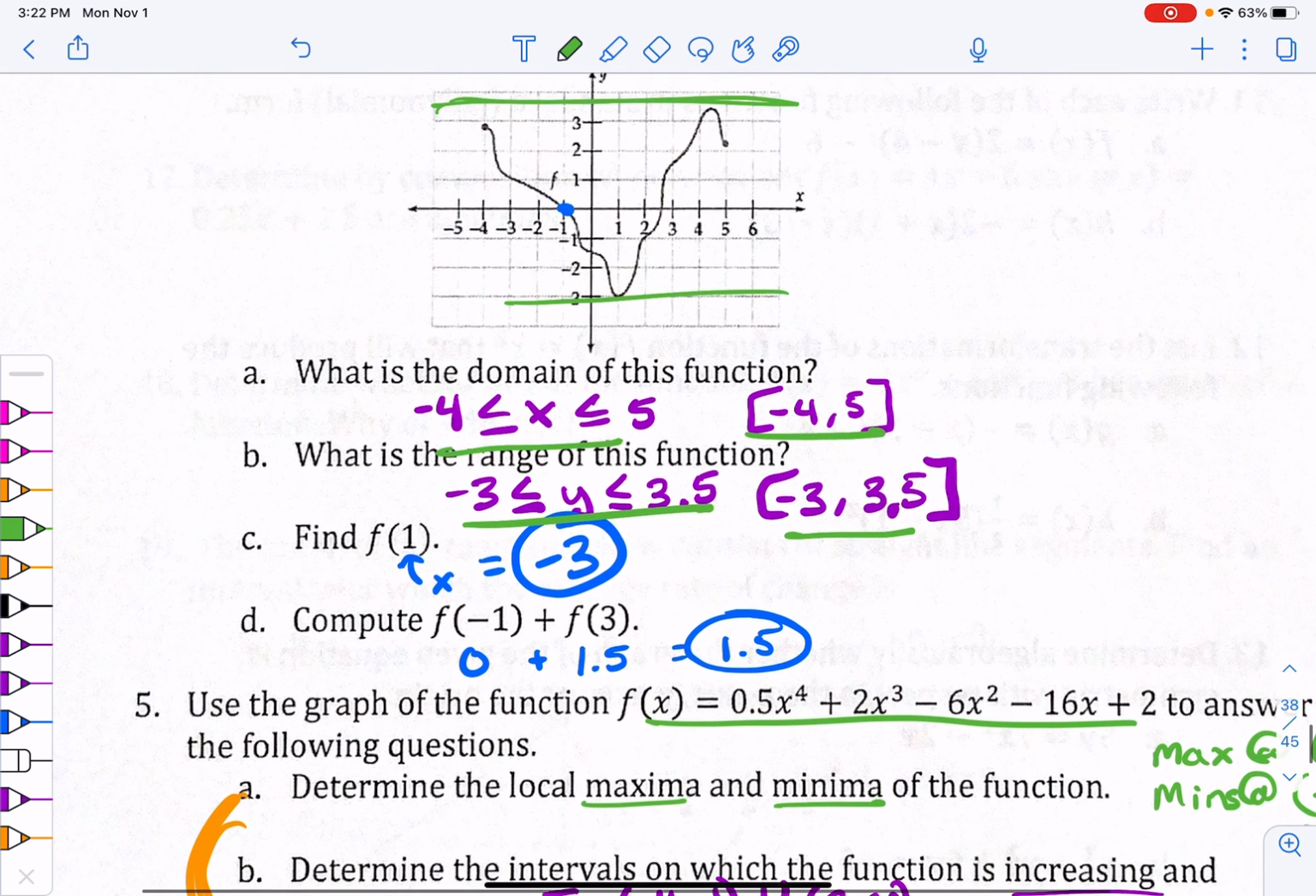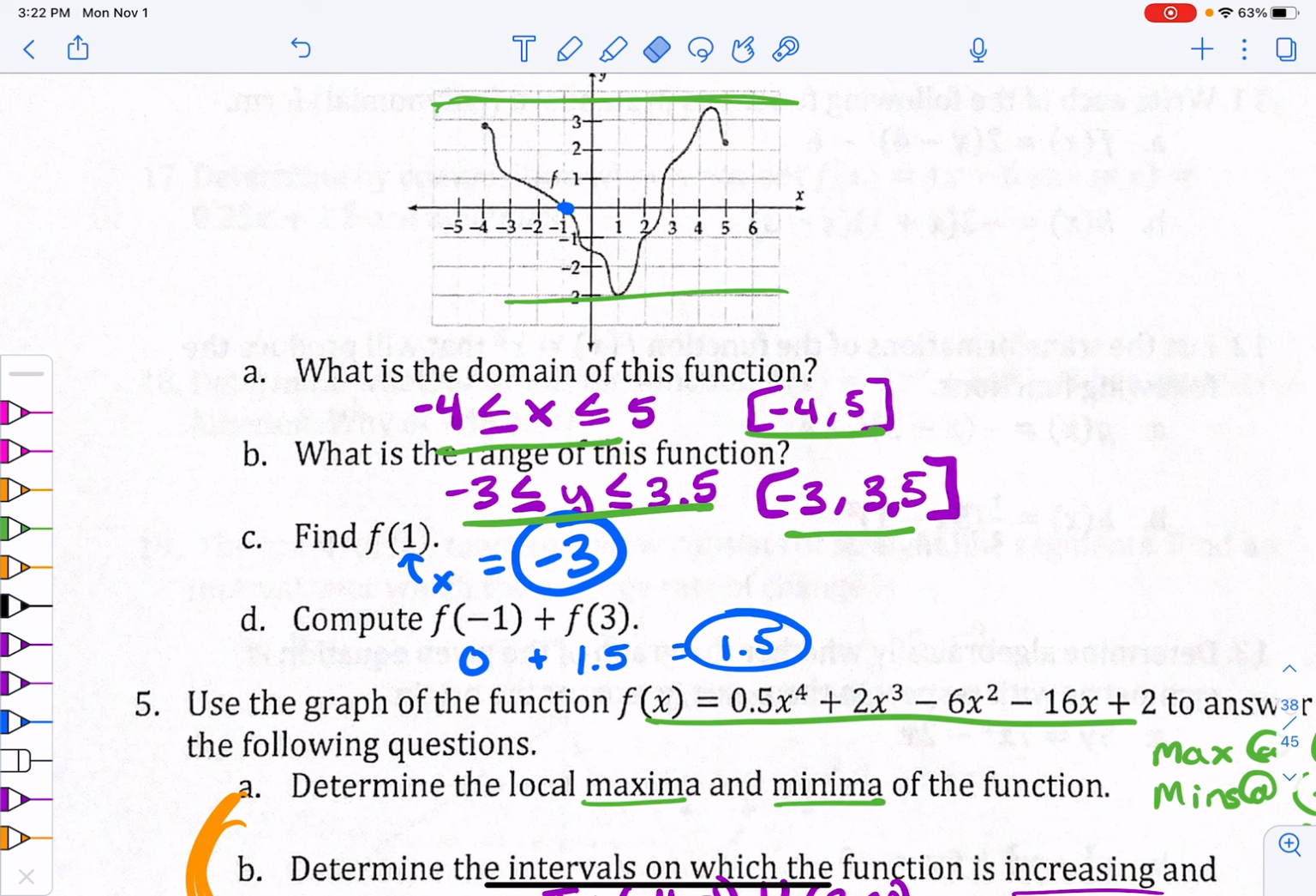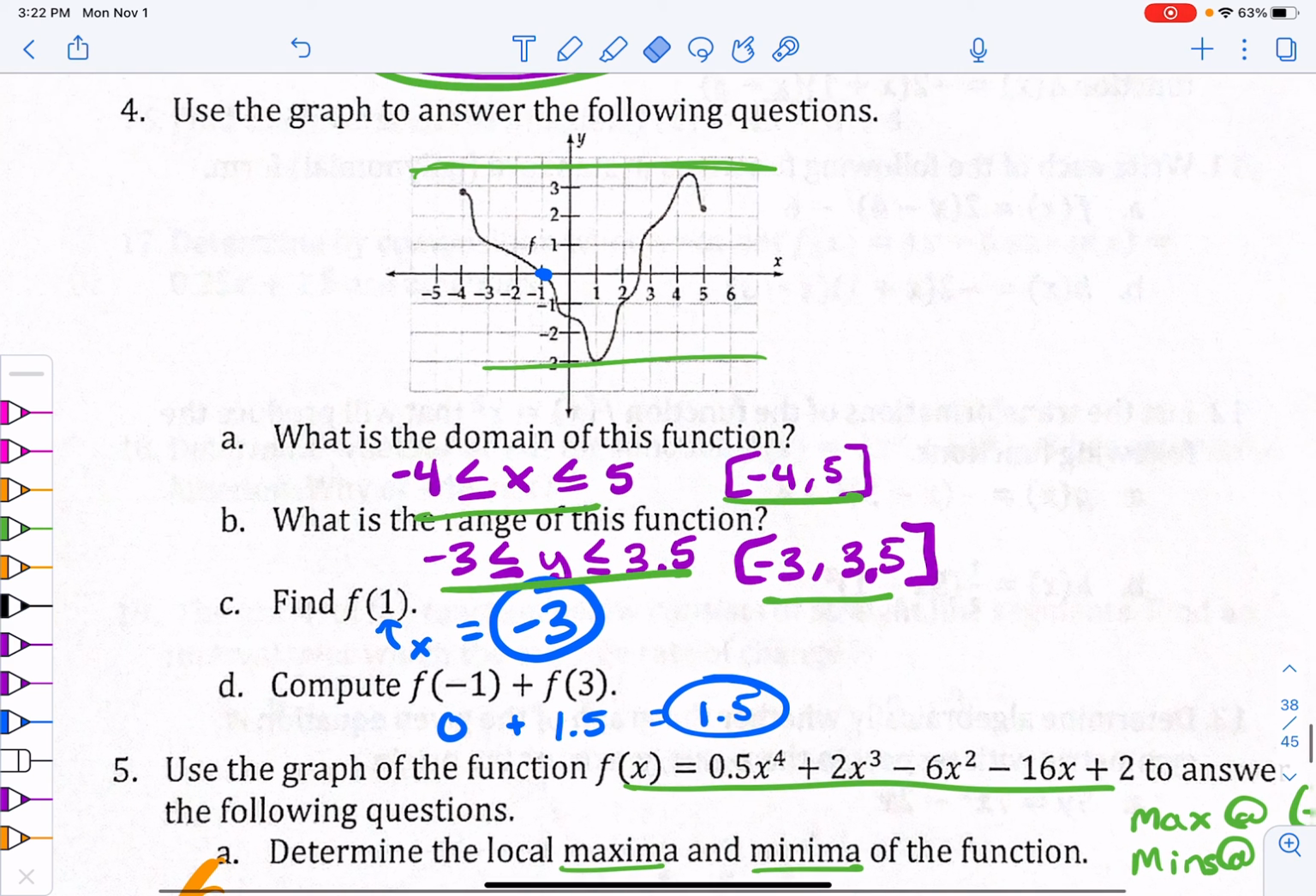Doesn't matter, okay? Part C says, if the x-coordinate is 1, what is the y-coordinate? So we go over to 1, and the y-coordinate is down here at -3. So that's the answer to that. Part D, f of -1 is saying if the x-coordinate is -1, the y-coordinate is 0. Plus f of 3. If the x-coordinate is 3, the y-coordinate is like we said 1.5. So we add those two together and we get 1.5, and that is all, okay?